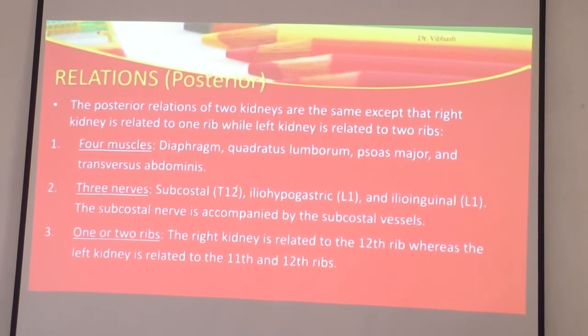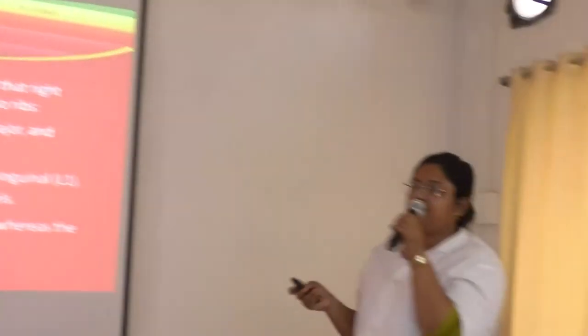Four muscles are present, those present in the posterior abdominal wall: diaphragm, quadratus lumborum, psoas major, and transversus abdominis. Three nerves are present, all in the posterior abdominal wall. Subcostal nerve, root value T12. Iliohypogastric and ilioinguinal nerves, root value L1. The subcostal nerve is accompanied by the subcostal vessel. One or two ribs: the right kidney is related to the 12th rib, whereas the left kidney is related to the 11th and 12th ribs. This is the posterior relation.